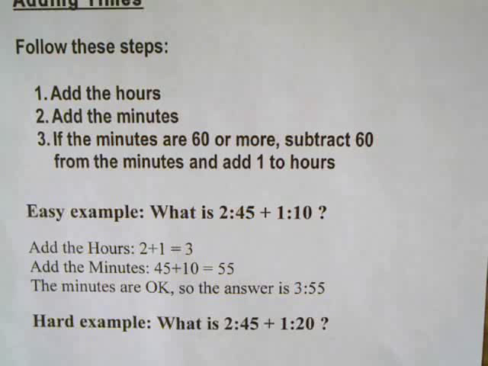Here's an easy example. 2 hours, 45 minutes plus 1 hour, 10 minutes. Add the hours, 2 plus 1 is 3. Add the minutes, 45 plus 10 is 55. Answer is 3:55. Hard example: 2 hours, 45 minutes plus 1 hour, 20 minutes. That is 4 hours and 5 minutes.